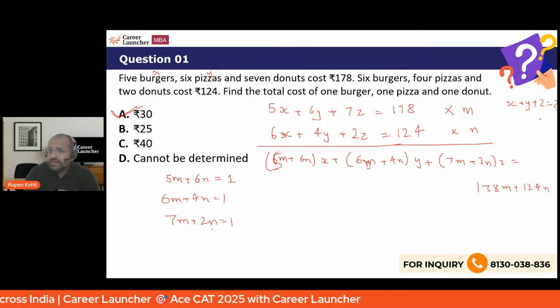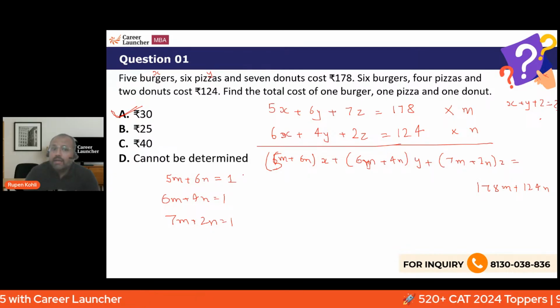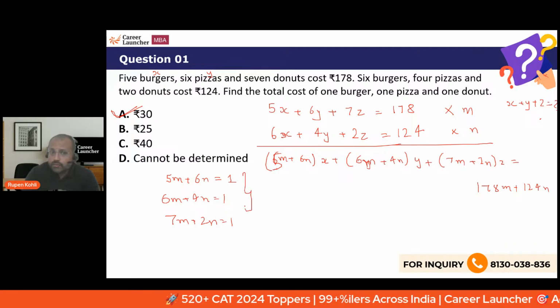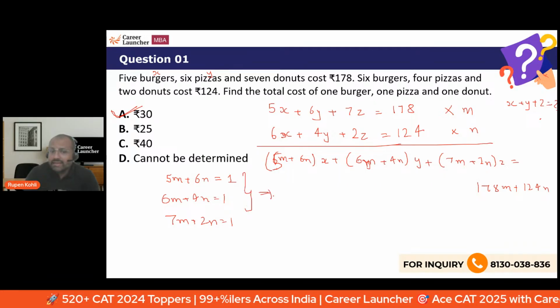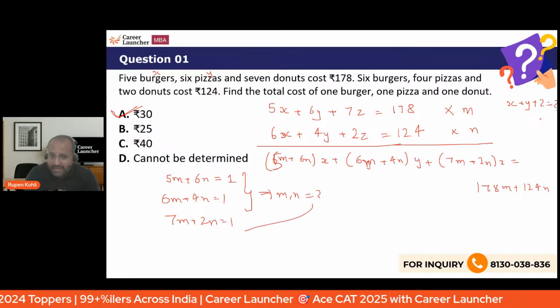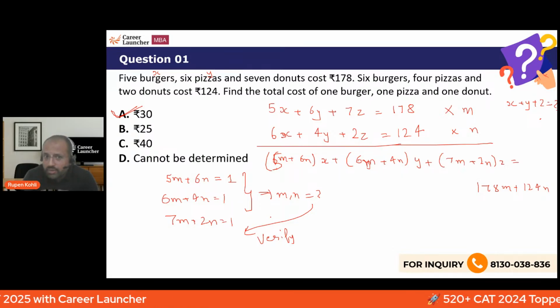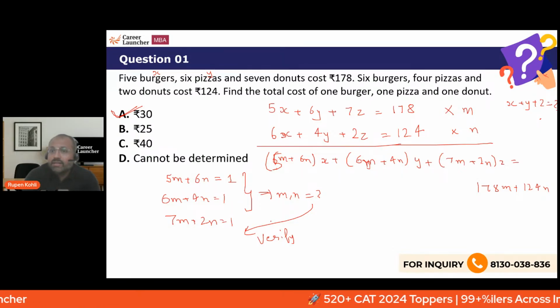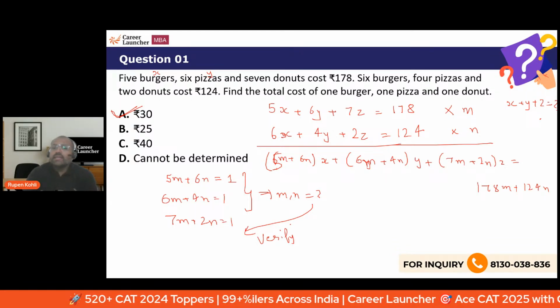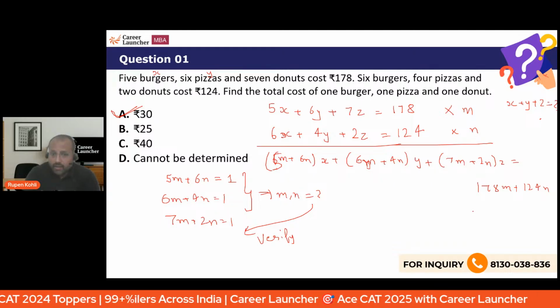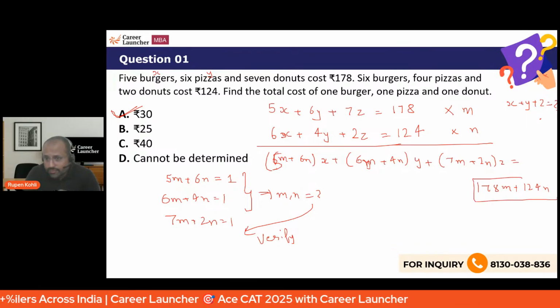It is not always necessary that such m and n are possible, because now we have three equations in only two parameters, m and n. So what you need to do is solve any two equations, get the values of m and n from there, and then verify whether those values of m and n also satisfy the third equation. If they do not satisfy, then the answer to the question is cannot be determined. Else, those values of m and n are justified, and the required answer is the value of the expression on the right hand side.